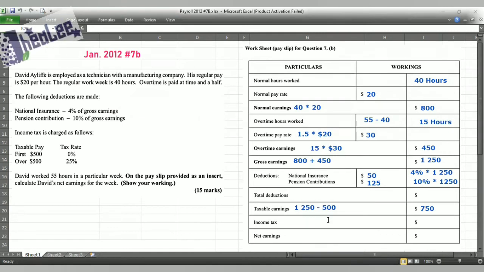So now that we have that, we can generate our income tax. And the income tax, remember, the taxable earnings is the extra that the person worked above the 500. So that would be the $750 that we have calculated times the rate of 25%, and 25% of $750 gives us a value of $187.50.